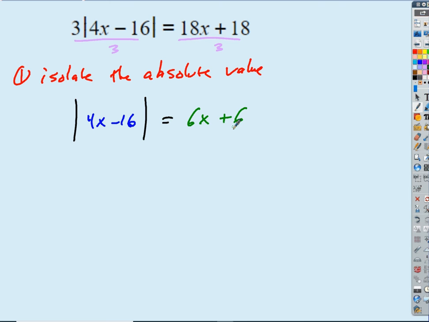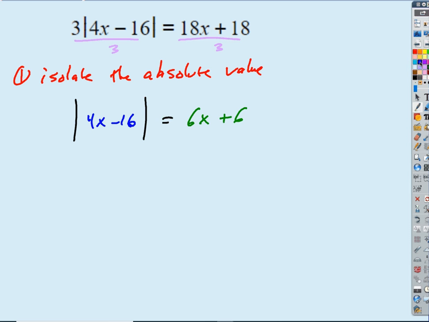It's going to go away, but remember, we're going to get two equations out of this. Whatever's inside the absolute value could equal two different things. It could equal what? It could equal that, right? Or it could equal negative that. So we got to write those two equations down. Here's where we're going to get rid of the absolute value equation so we can do regular algebra. But we're trading it for two regular equations.